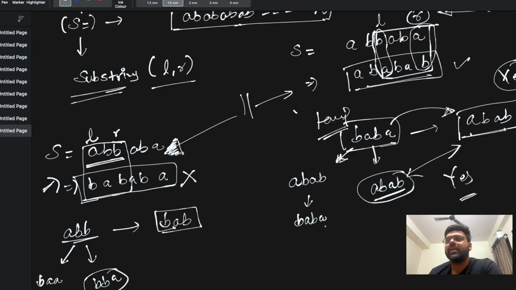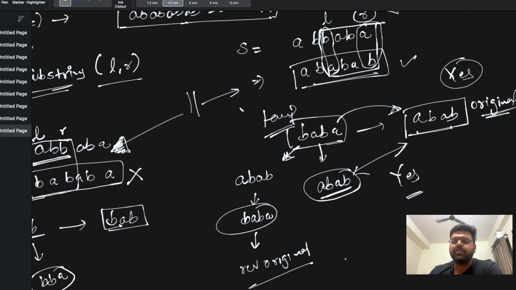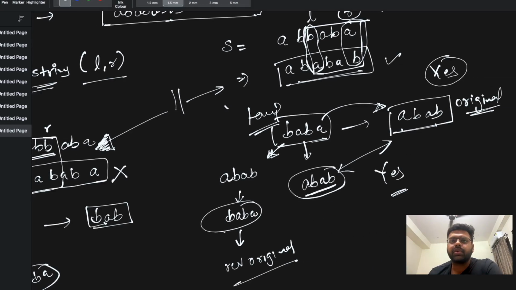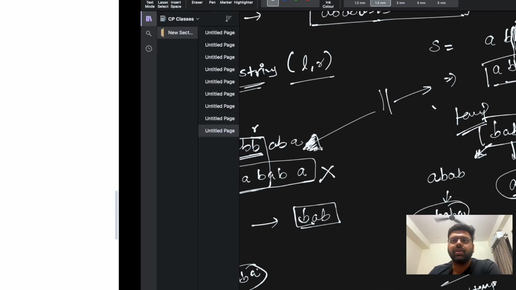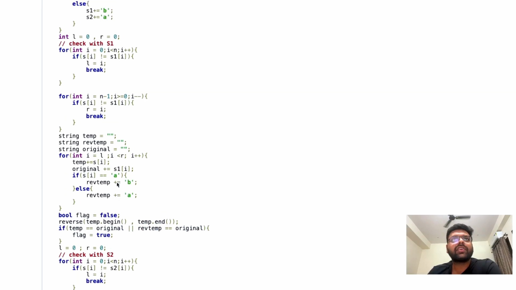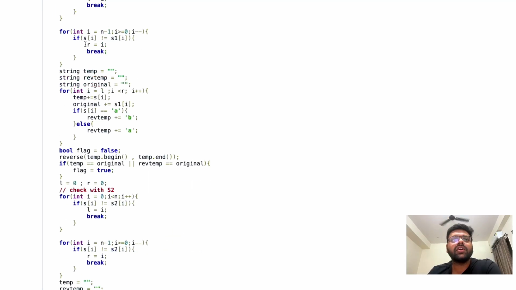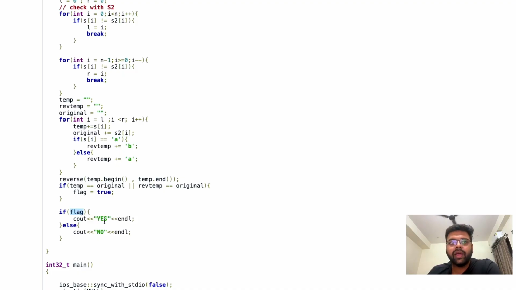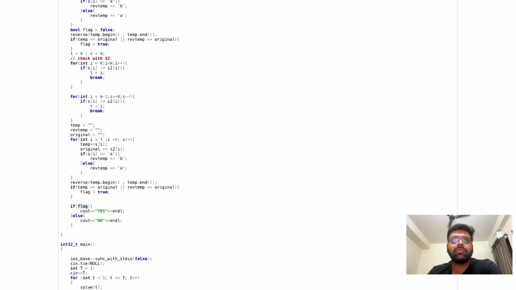And the string that I am making is rev temp, not rev original, it would be rev temp. And then I'm just comparing all of the strings. So if they are equal, my flag would be true. This I've considered for the first type of alternating string. Then I've done the same thing for S2 as well. So if my flag remains true, my answer would be yes, else my answer would be no.